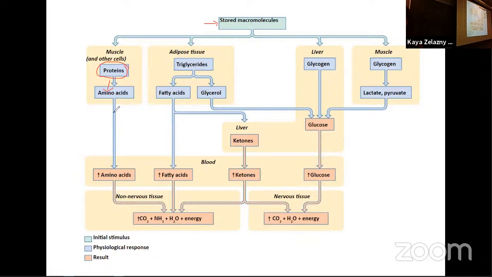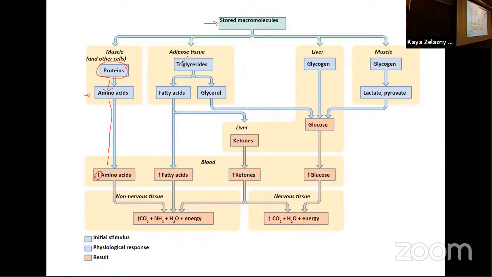Then those amino acids will go into the blood. This can be kind of tricky when you're looking at the blood, so think carefully about the direction of these arrows. We are using up the amino acids in the muscle, which means they have to go somewhere. So they're increasing in the blood now. They can go to any non-nervous tissue, because non-nervous tissue can use that for energy.